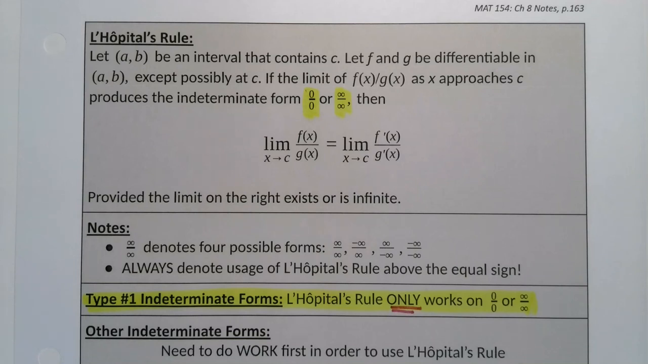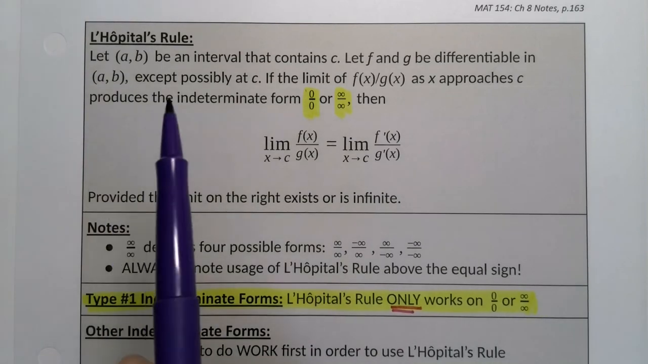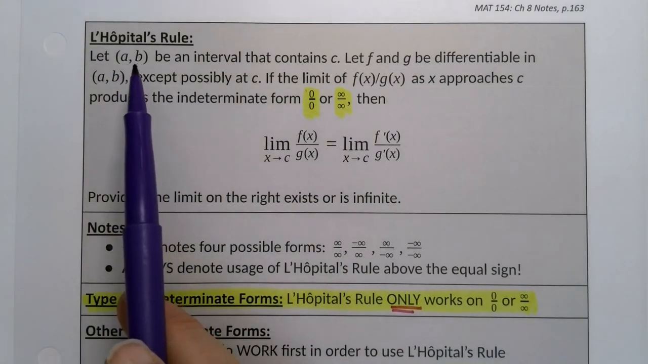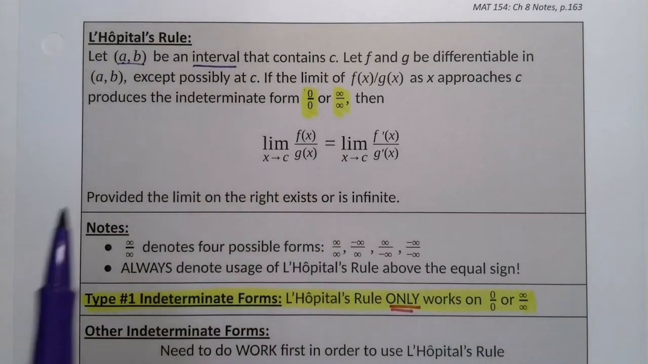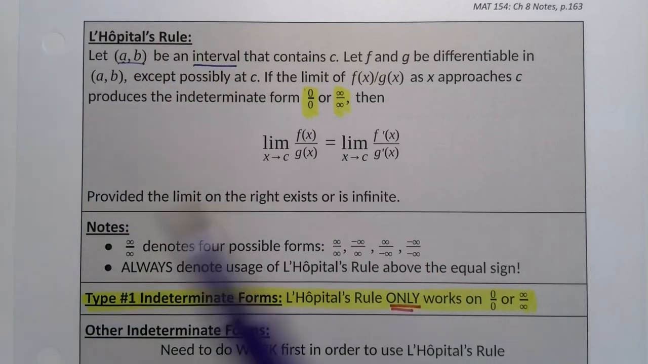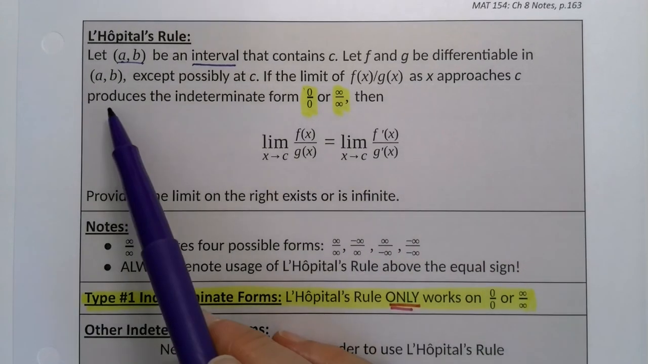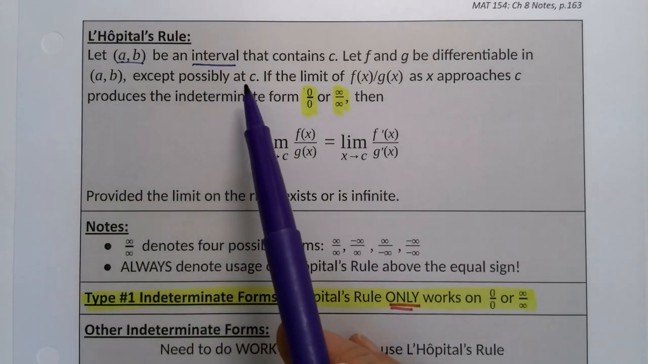So L'Hopital's rule is going to ride to our rescue. Let's see what it says. It says that if we have AB, that's not a point, that's an interval, right? So this is an interval, AB, that contains the value C, and f and g are differentiable within that interval, except possibly at C, because C could be a weird point.